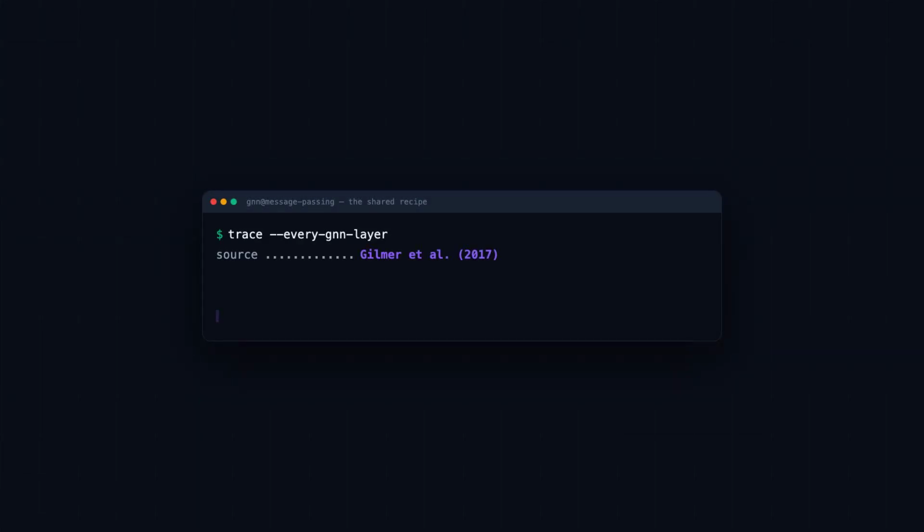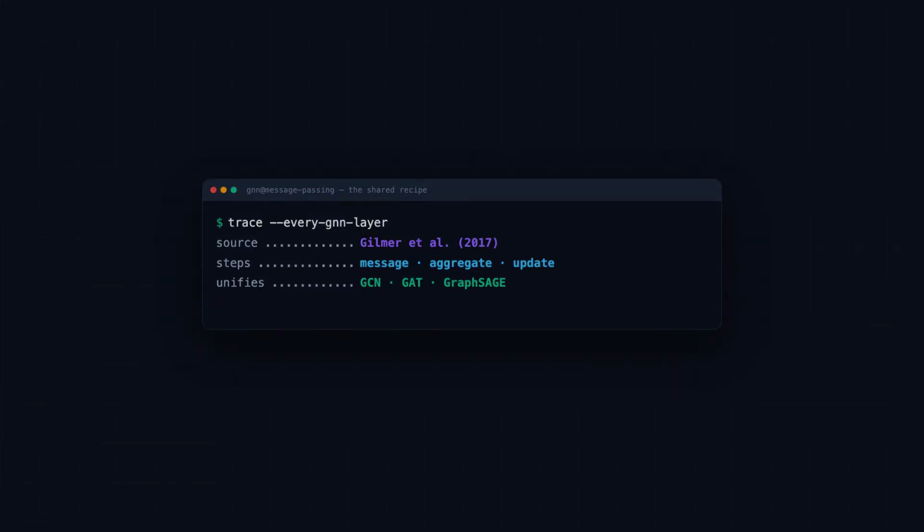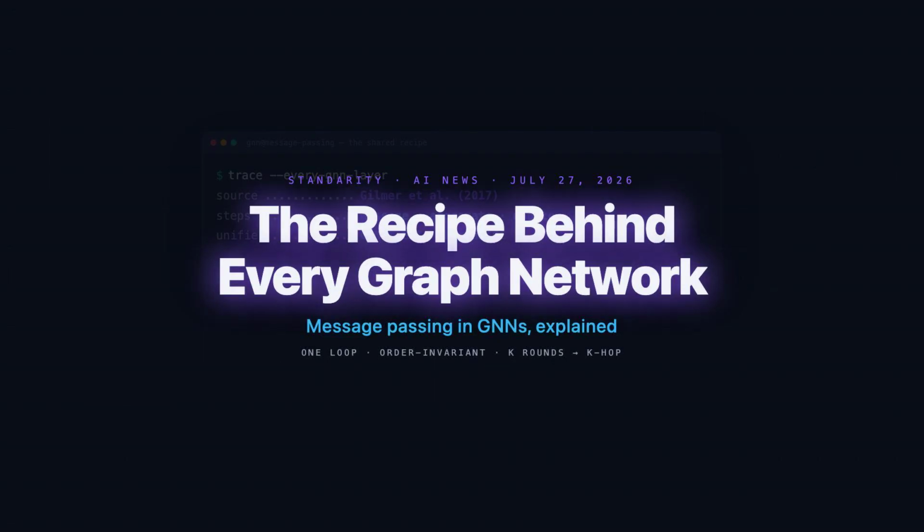Here's a puzzle for you. There are dozens of graph neural networks out there, and almost every explainer treats each one as its own separate, complicated model. But here's the thing. Almost all of them are secretly running the exact same recipe under the hood. That recipe even has a name.